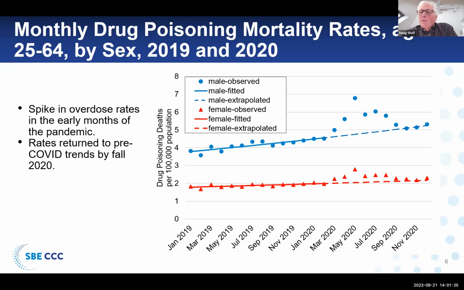Interestingly enough, for both men and women, the early pandemic spike in overdose mortality dissipates, and both time series more or less revert to the pre-pandemic trend extrapolated out into the pandemic era. So basically what we're trying to do is see to what extent variations in state-level COVID-related policy interventions are associated with those departures from trend that we see in this picture.